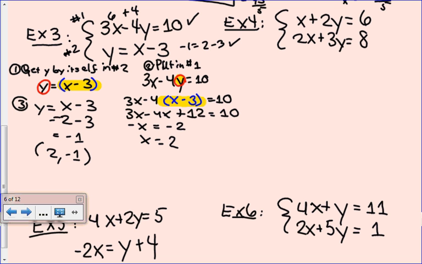So if you have y equals x minus 3, and then you plug it into the other equation, all you have to do is get x, and then you plug back in the x minus 3 again. You plug the x down. You plug this down.